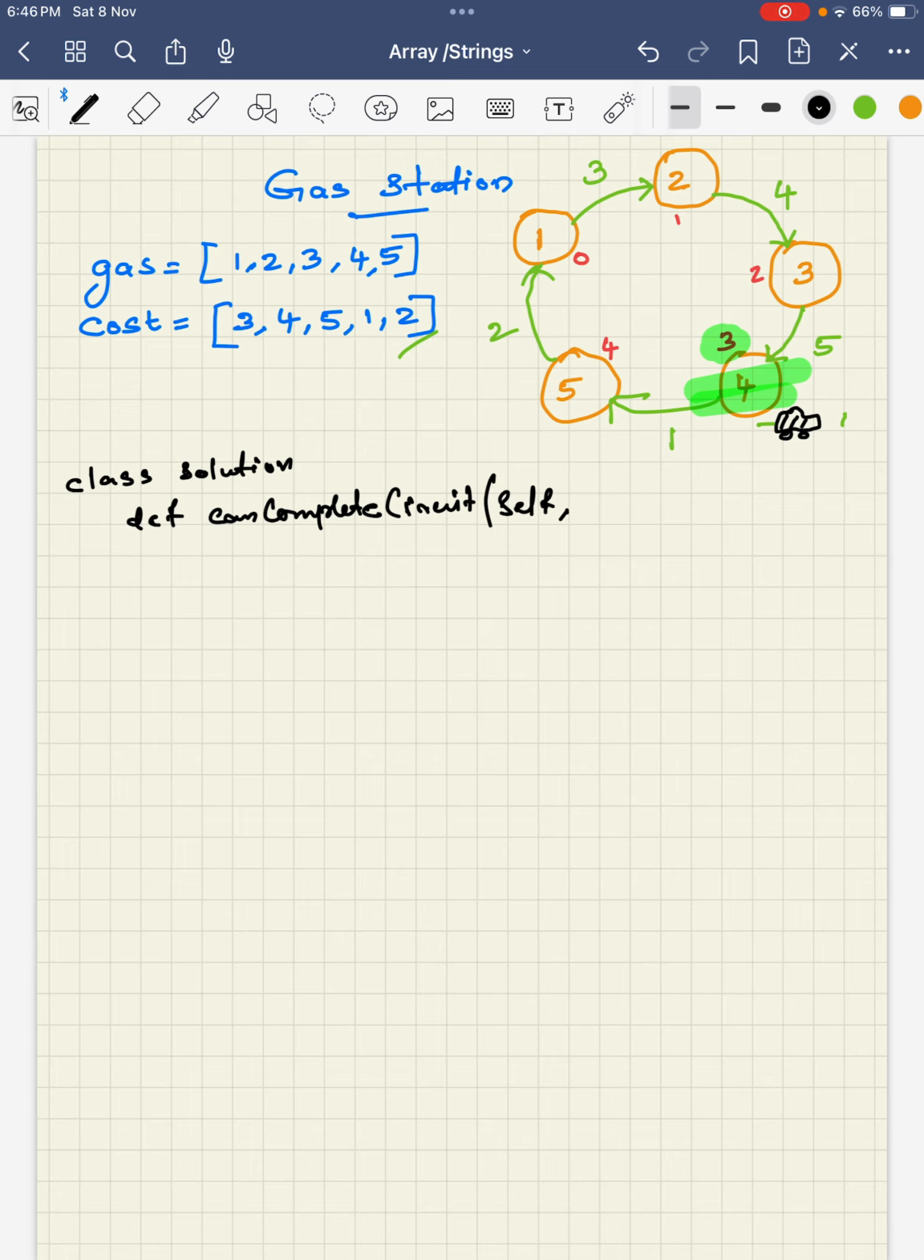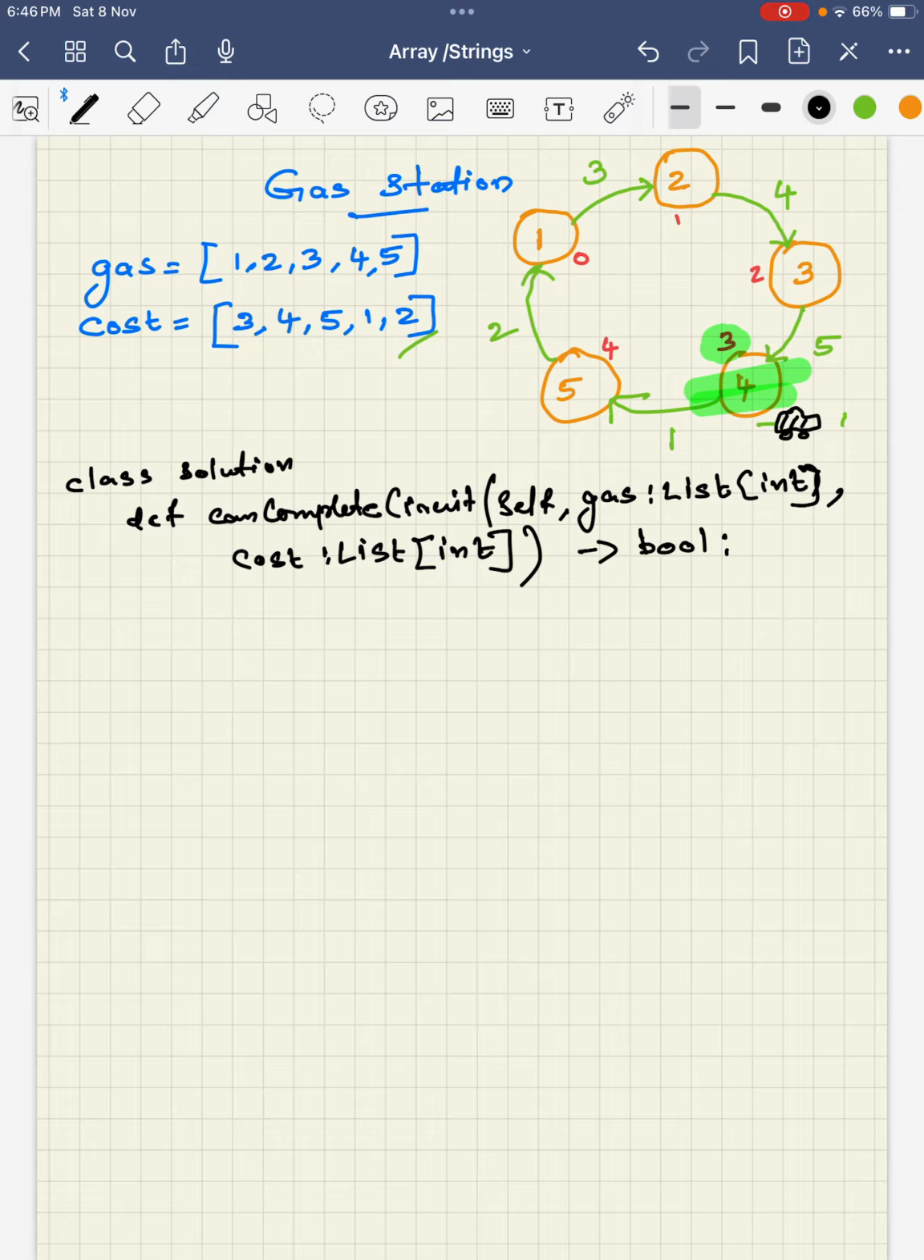So these are the arguments. Self, gas is a given list of integers, and cost is another given list of integers, and we are expected to say whether, with this information, there exists a point from which we will be able to complete the journey. So it's true or false, that's a boolean.